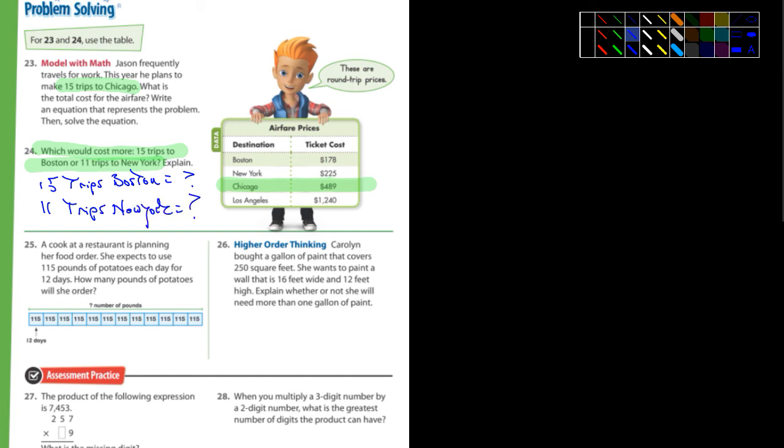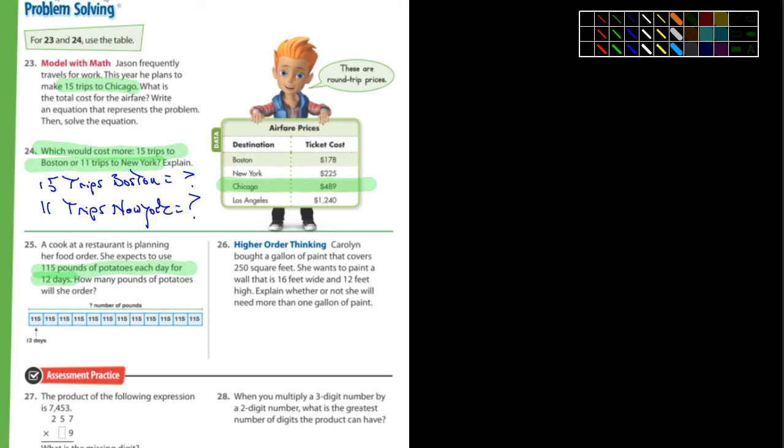Equals question mark. Okay, 25. A cook at a restaurant is planning her food order. She expects to use 15 pounds of potatoes each day for 12 days. That's probably some important information there. How many pounds of potatoes will she order? So 15 pounds of potatoes each day for 12 days. How many pounds of potatoes will she order?